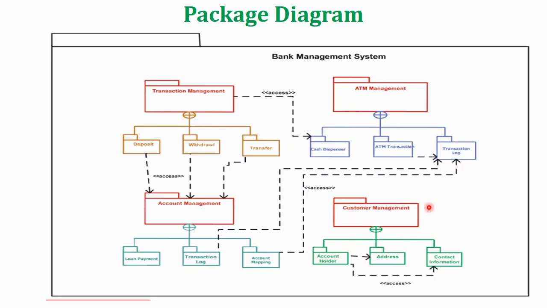And next one is the customer management, another package. It has the account holder, address and contact information. So the account holder can access the address, as well as the contact information. And then here the transaction management can access the cash dispense.